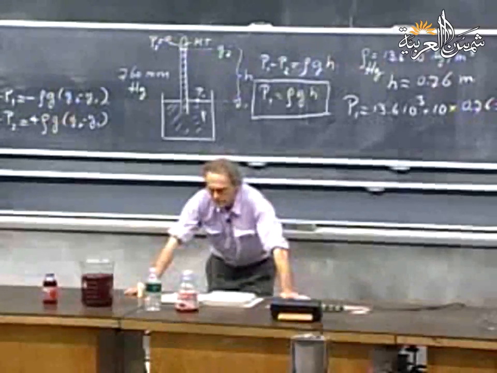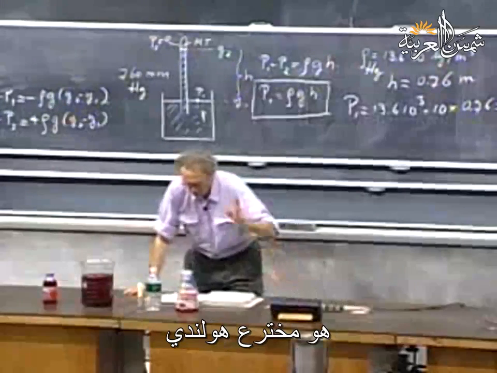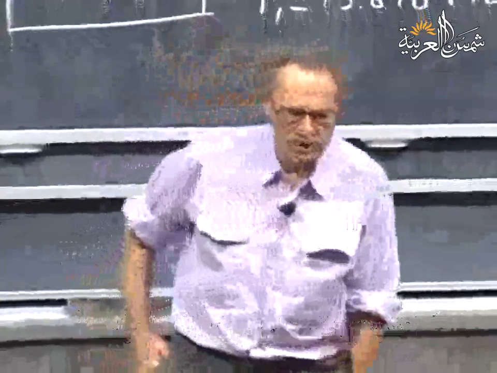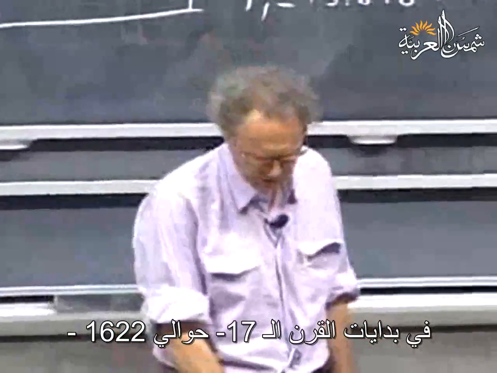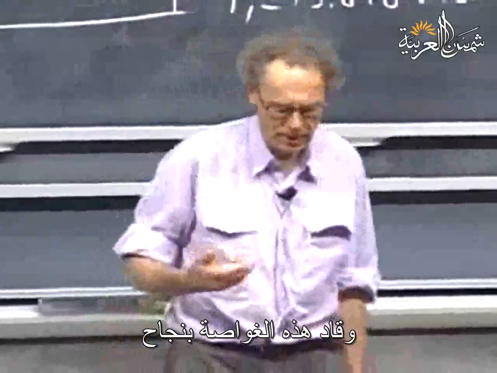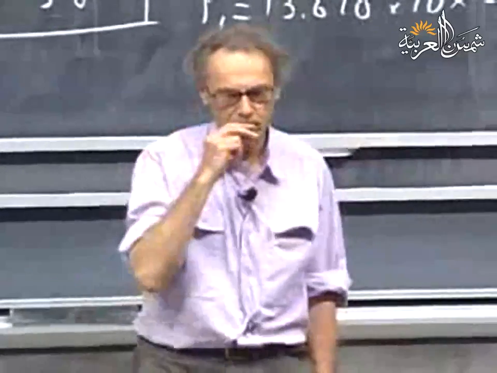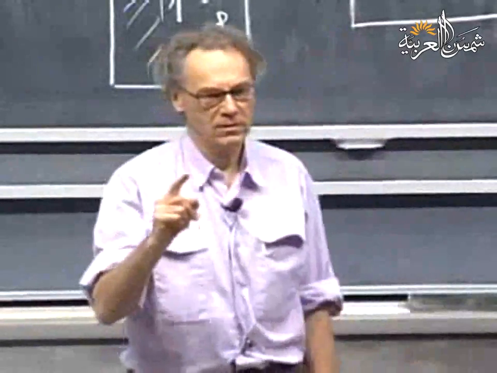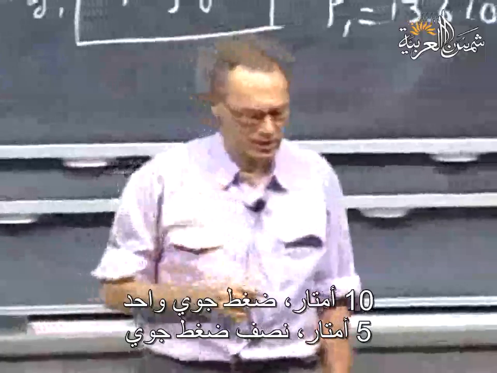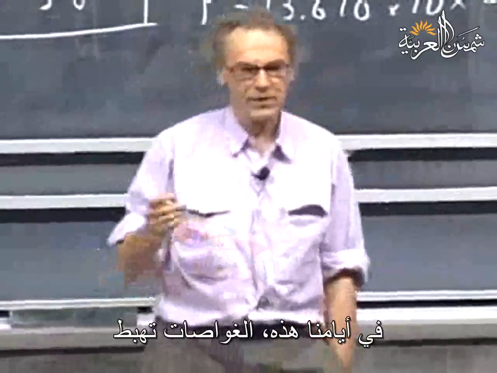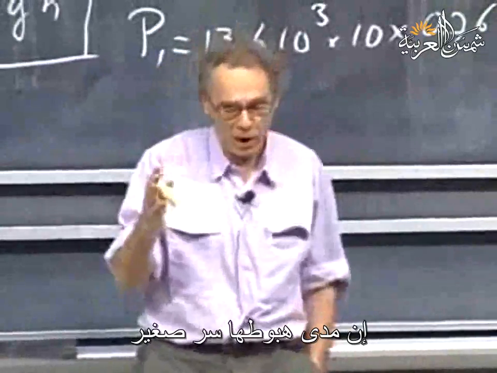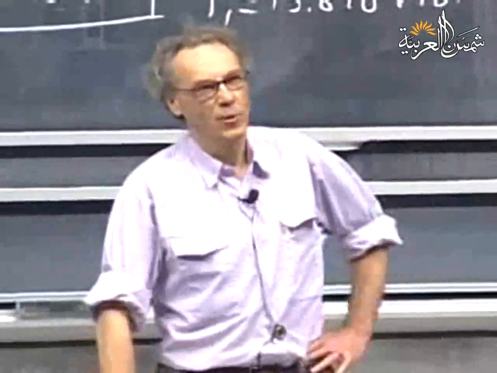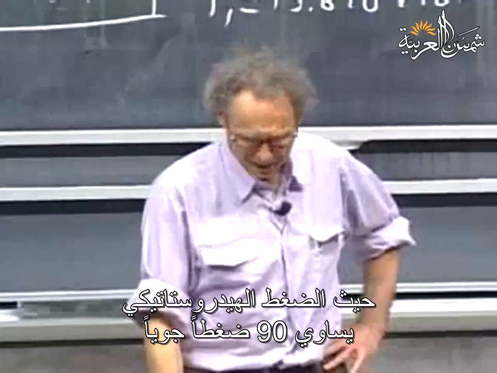Cornelius van Drebel, and I know how to pronounce that name because I'm Dutch. He was a Dutch inventor, is usually credited with building the first submarine in the very early 17th century, around 1622. And he successfully operated this submarine at a depth of about 5 meters. Imagine, 5 meters. The hydrostatic pressure there is half an atmosphere. 10 meters, 1 atmosphere, 5 meters, half an atmosphere. Nowadays, submarines go, it's a little secret how far they go, but they have gone up to 3,000 feet, which is 900 meters, where the hydrostatic pressure is 90 atmospheres.